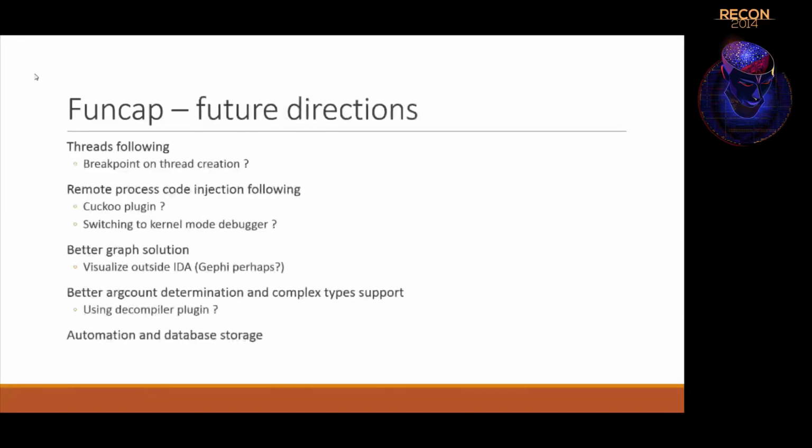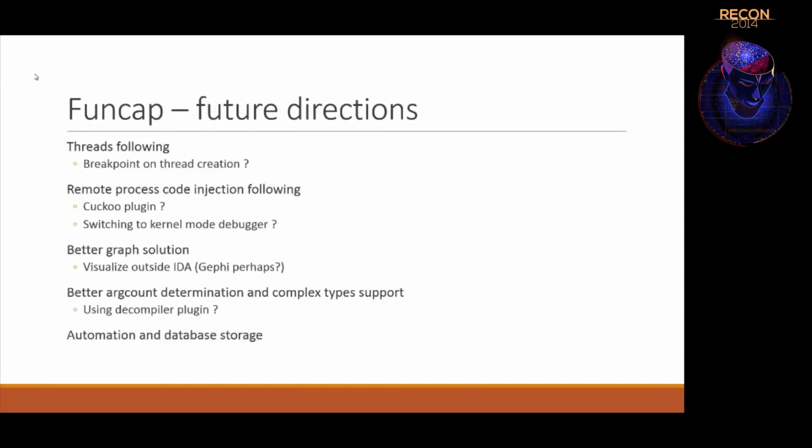So now what are the future directions? The thread following that I just mentioned can, I think, be easily resolved by breakpoints on thread creation, or on a given API in an operating system, such as CreateRemoteThread or CreateThread. For the remote process code injection following, I was thinking about creating a Cuckoo plugin that can trace injected code, creating new IDBs for each injected code and dumping them, giving them back in a package generated by Cuckoo.